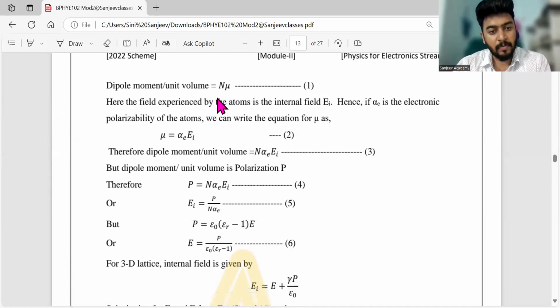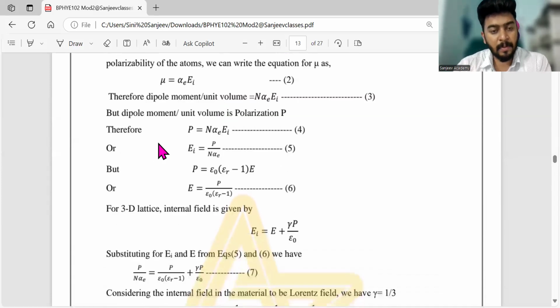Seeing it itself, you will come to know. Everything is written step by step. P is equal to N alpha EI, so EI is equal to P by N alpha. From this itself, I am calculating EI. So this will go down.